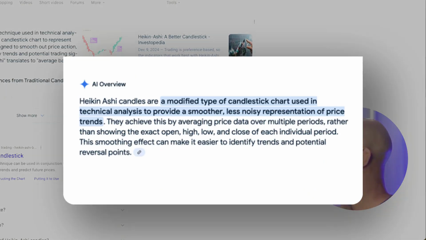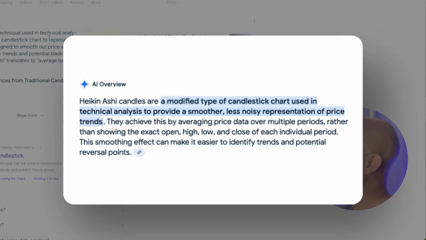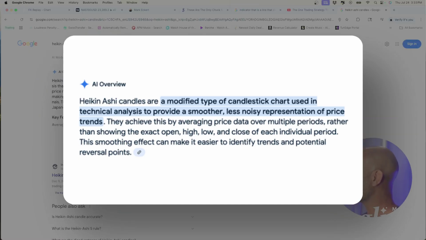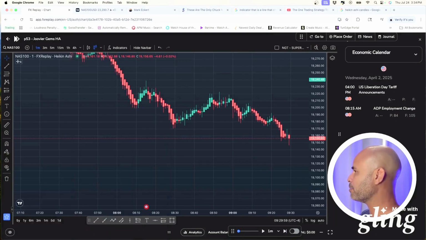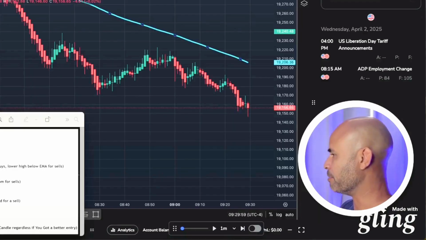All right, Google says hike and ice sheet is the charting technique used in technical analysis that utilizes a modified candlestick chart to represent price movements. It's designed to smooth out price action, make it easier to identify trends and potential trading signals. Rule 1, hike and ice sheet, check, check. 100 EMA on chart. Go ahead and put that on here. Check. Rule number 3, market structure.